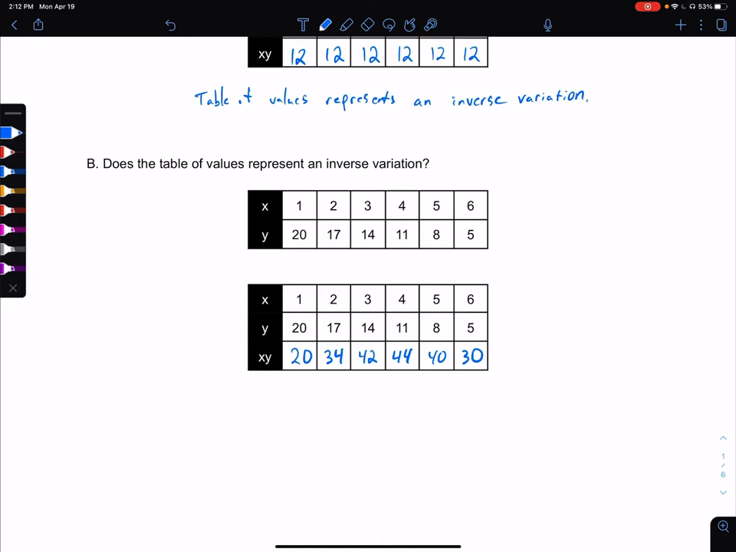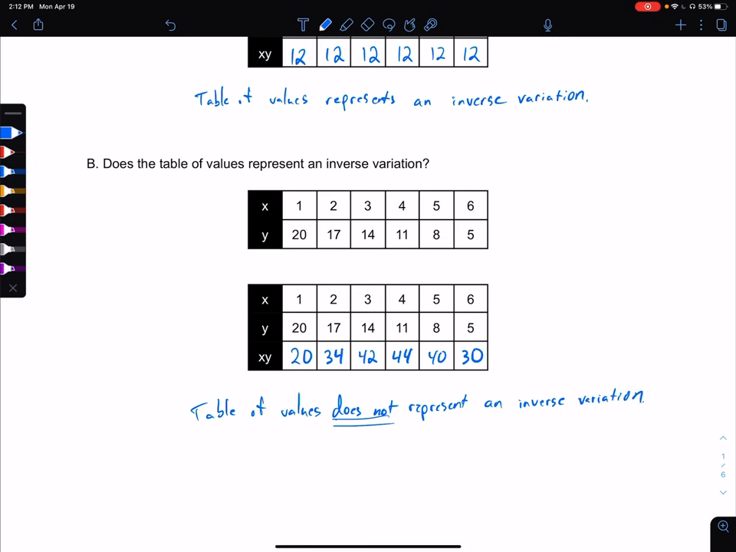So in this case, the table of values does not represent an inverse variation. All right, and that's it.